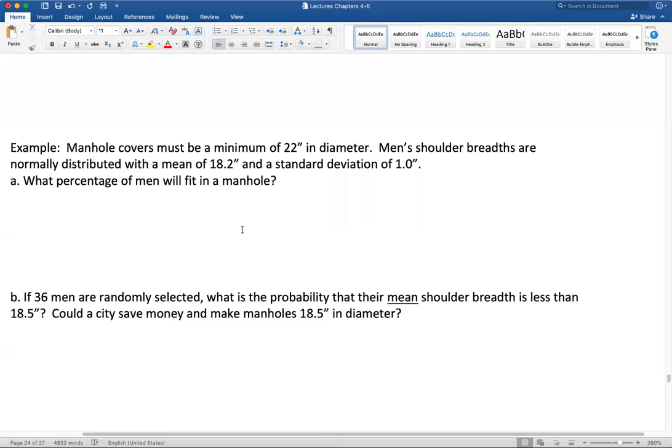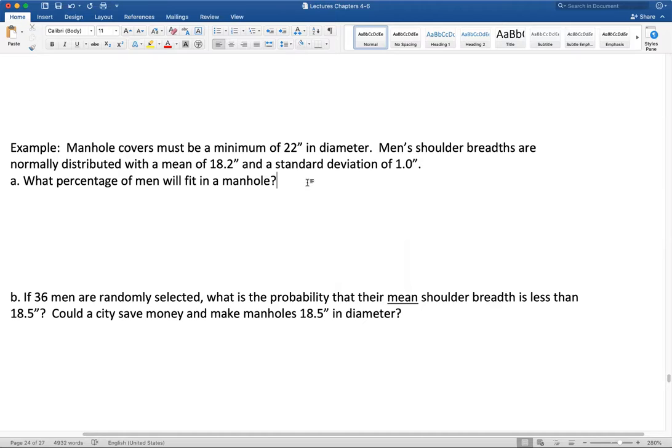Manhole covers must be a minimum of 22 inches in diameter. The men's shoulder breadths are normally distributed with a mean of 18.2 inches and a standard deviation of 1 inch. Question A: what percentage of men will fit in a manhole? The question asks us to figure out the probability that men will fit in a manhole.